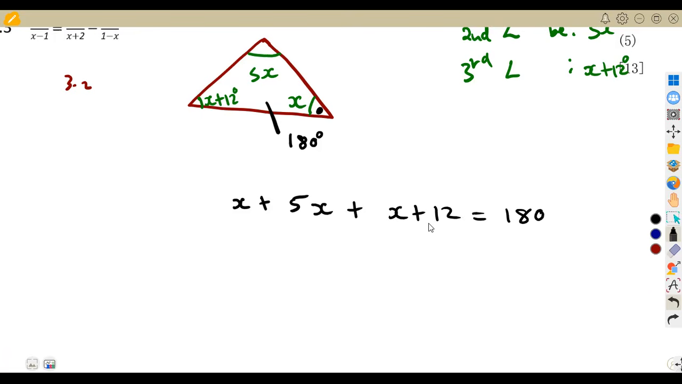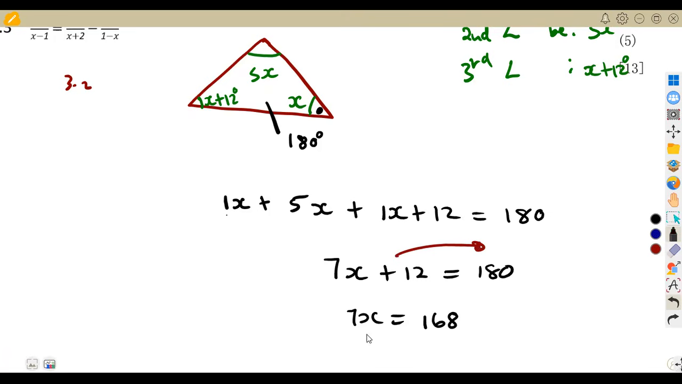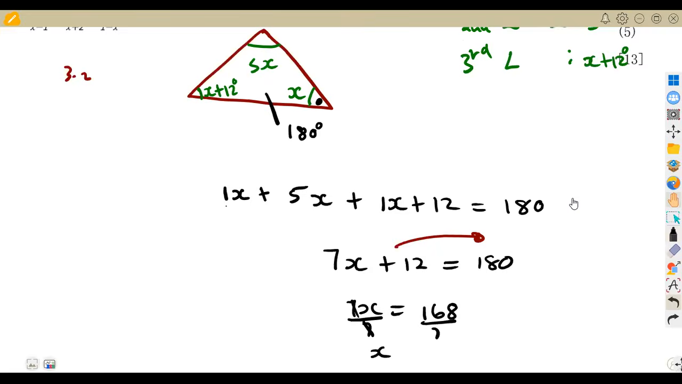So this gives us the opportunity to find the value of x. Since this is an equation, this is same as 1x, we're going to add 5 plus 1, which is 6, plus 1, which is 7x, plus 12 is equal to 180. So 7x is equal to, transpose 12 to the other side so that you can subtract, 180 minus 12, which is 168. All right, so just divide by 7 since you're multiplying. So x is going to give us 24.